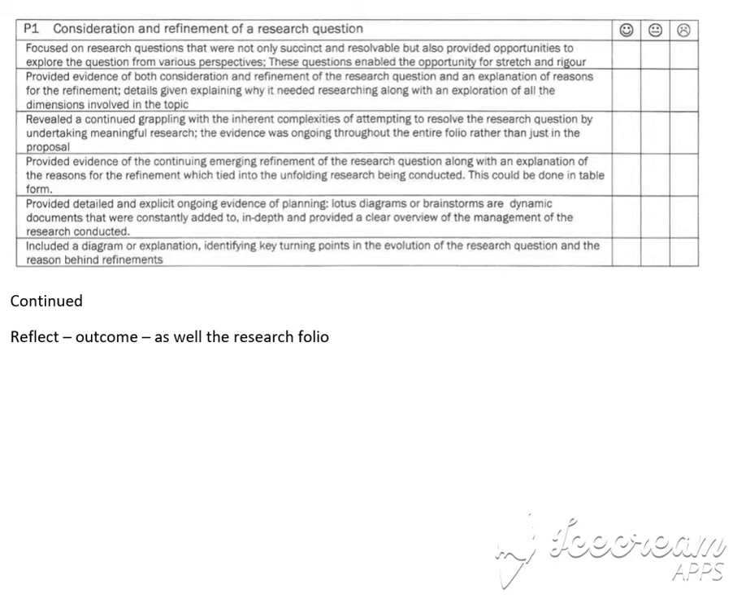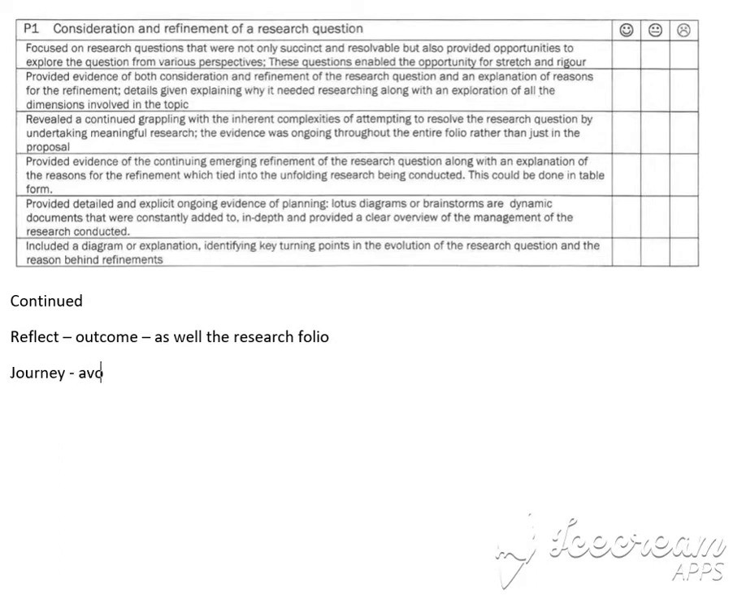The P1 criteria as well, for it to be in that really high level, we need that explicit ongoing evidence. So we want to see, as I was finding out my information from this website, I discovered my question didn't make sense, or I found new search criteria, or I decided to chop out a focus question. All of those things need to explain to us that journey.